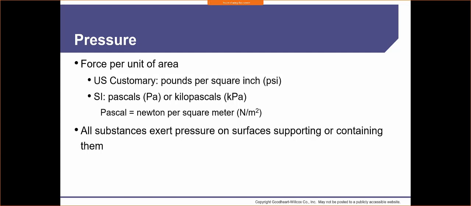All substances exert pressure on surfaces supporting or containing them. So there's always pressure, upwards, downwards, left, right, in between, doesn't matter, there's always pressure. Atmosphere is always exerting pressure on us, all right? We may not feel it, but at sea level, all the air that's surrounding us is pushing down due to that gravitational force. And that gravitational force keeps everything at bay, and we're roughly at 14.7 psi at sea level. The higher we go up, the farther we are from the center of the Earth, the less gravitational force, and therefore we have less pressure.